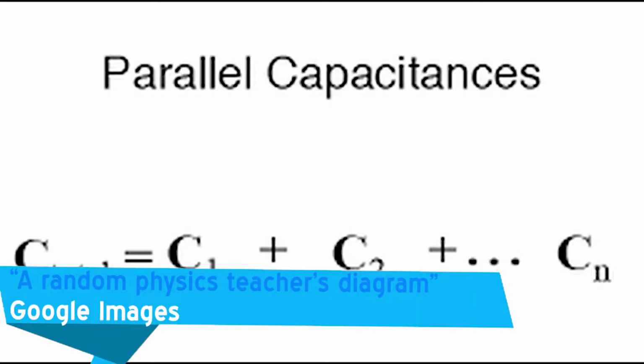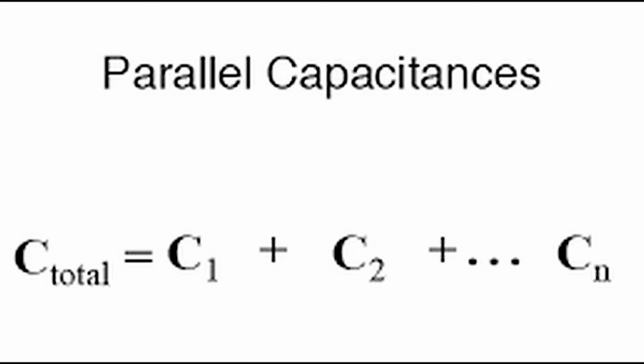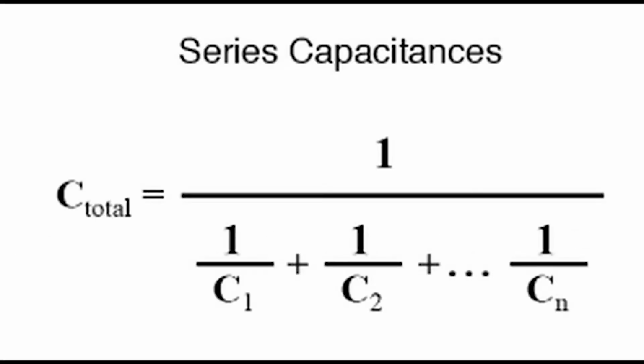When trying to calculate capacitance within a circuit, it's important to remember the rules for capacitance. Remember, the tricks used to calculate V equals IR for resistors in series can be used for capacitors in parallel, while the tricks used for resistors in parallel can be used for capacitors in series.